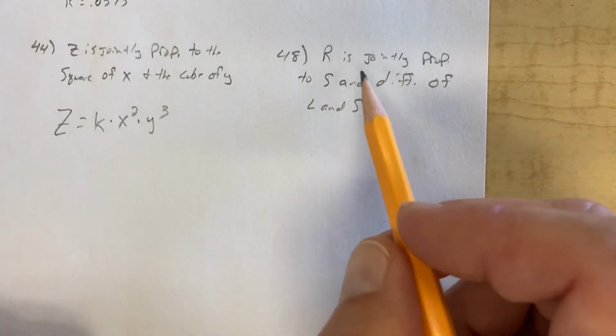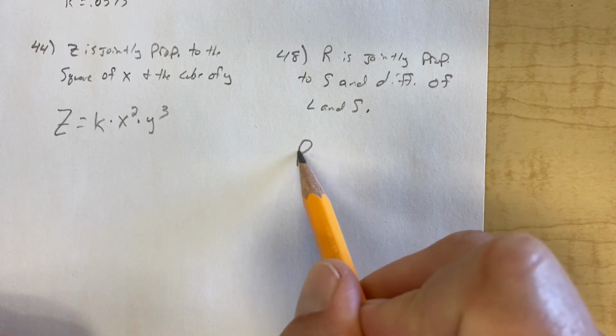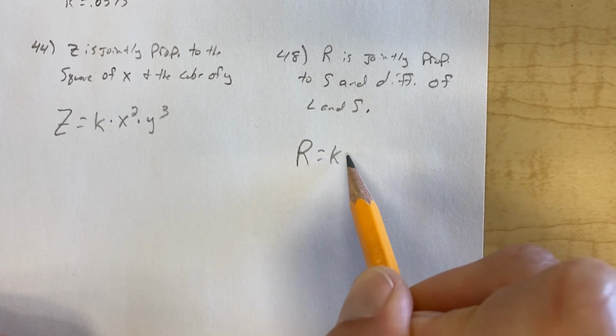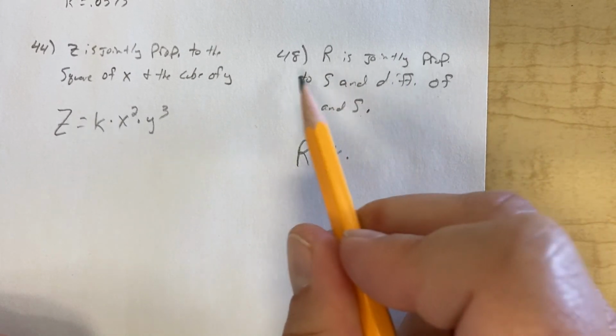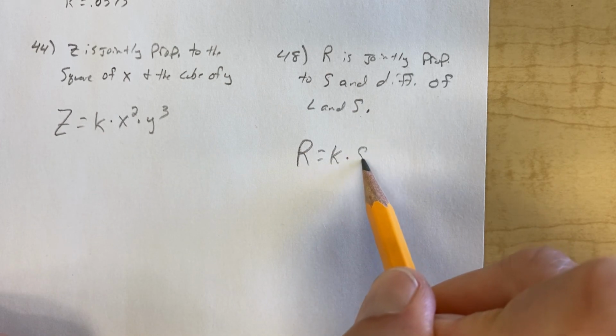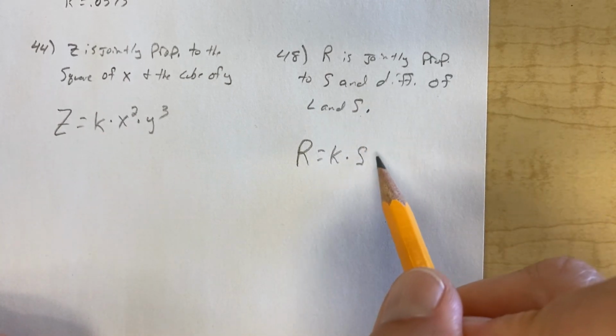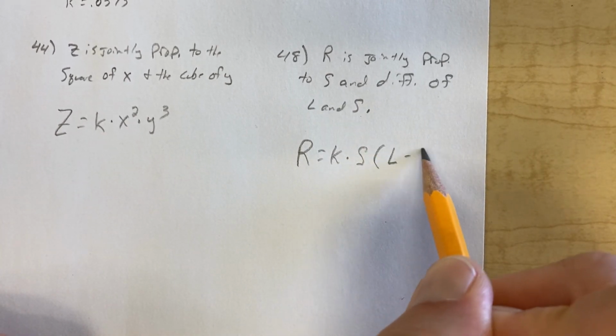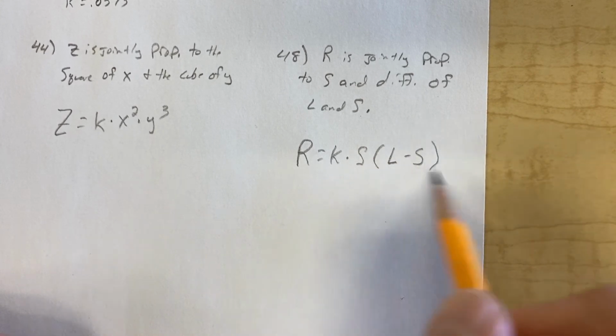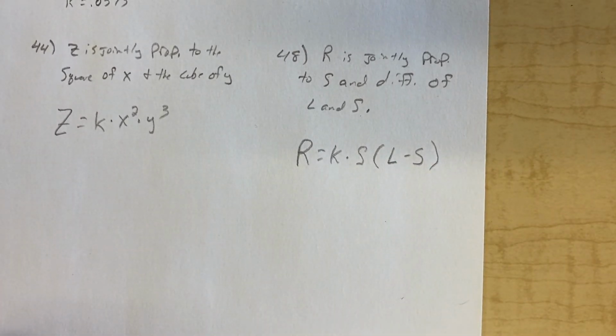And so similar idea here. r is jointly proportional, so r equals, then we got k. It's proportional to s, and the difference of L and S. So then we're going to go L minus S. And then there's our equation for that. So not too bad.